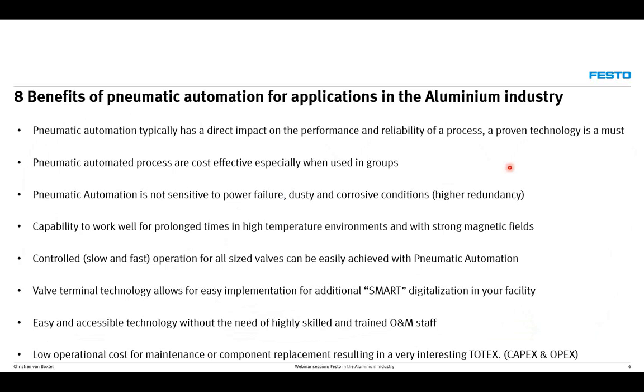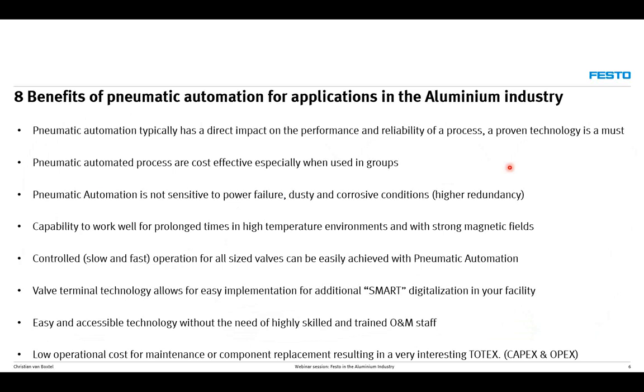Controlled operation. For example, when it comes to valves, slow or fast operation can easily be achieved. We don't need a very detailed and comprehensive control system. Even with very basic components, we can easily achieve the control of the speed of a certain product. And then topic number 5, a trend, is where we see the implementation of smart digitalization.